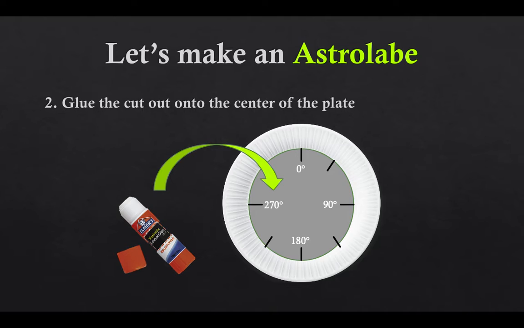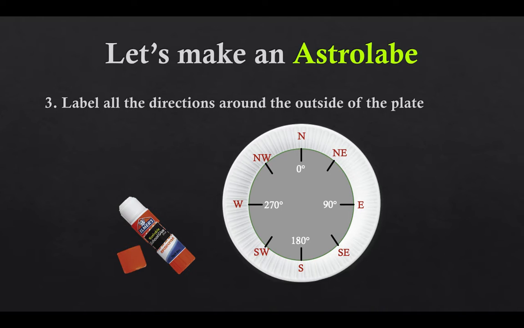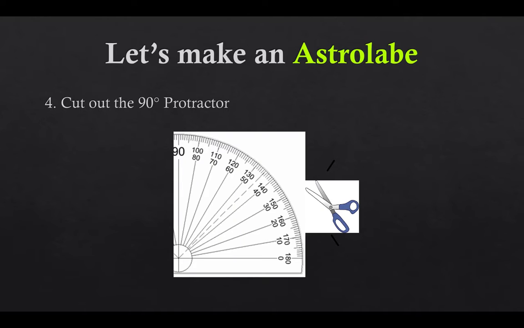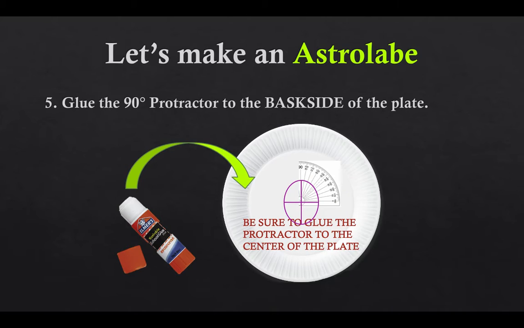You've got these all on your paper plate. If you didn't have a paper plate, just the protractor. Then cut out just the 90-degree protractor. You're going to take that and put it on the other side of the plate, or glue it onto the back of the protractor, but make sure you line up the center. That part's important.